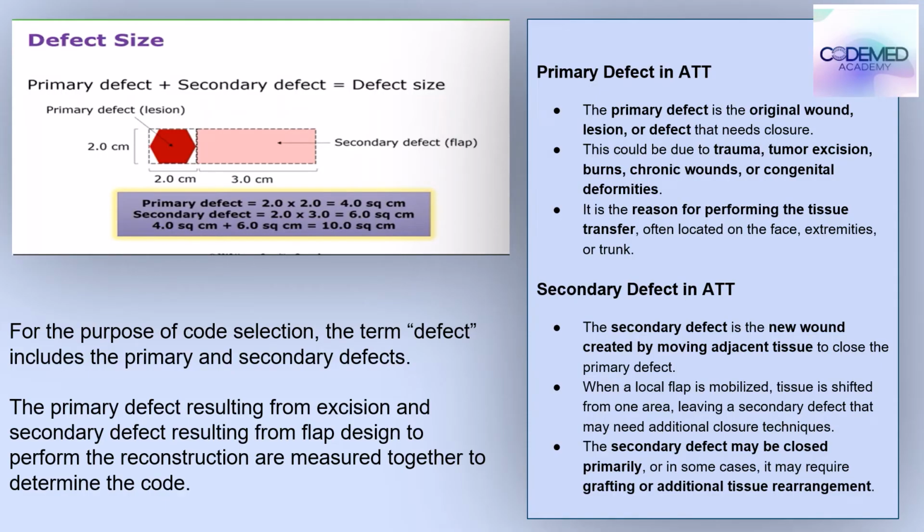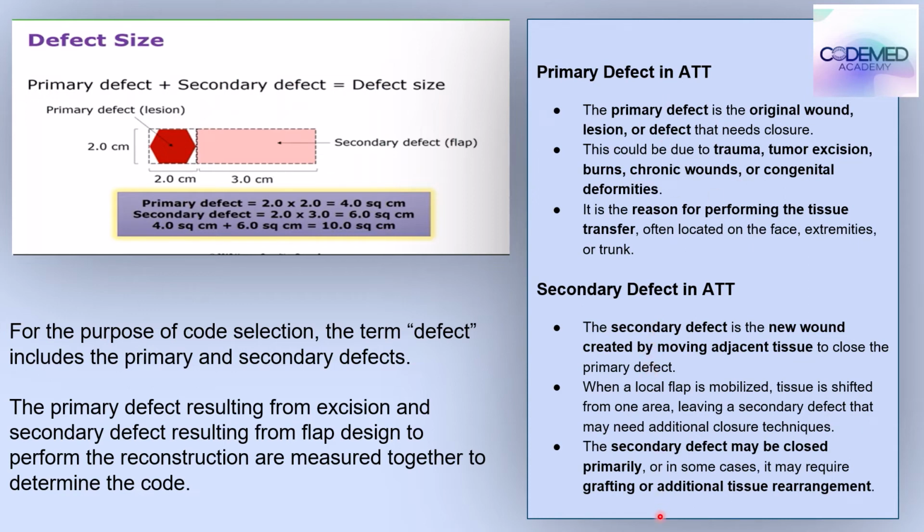Now here in ATT, one must understand what is defect, and then one must understand what is primary and secondary defect. So for the purpose of the code selection, the term defect includes the primary and the secondary defect. So what is a primary defect? The primary defect is resulting from the excision. Like suppose if there is a cancer and you have taken down that cancer, and because of that you create a defect, that is called a primary defect. And the secondary defect resulting from the flap design to perform the reconstruction are measured together to determine the code. So here I have given the detailed description of the primary defect and then the secondary defect.